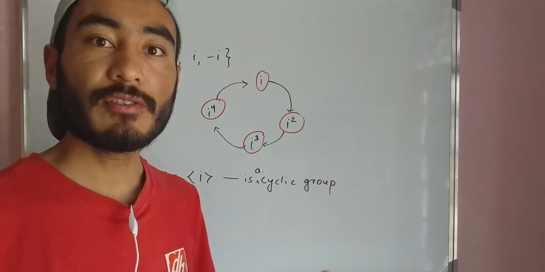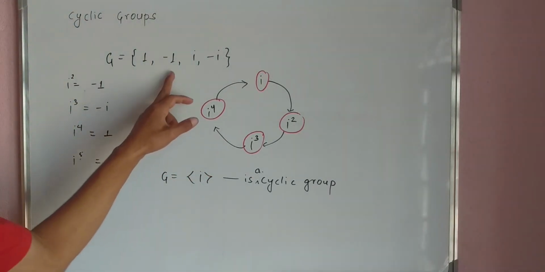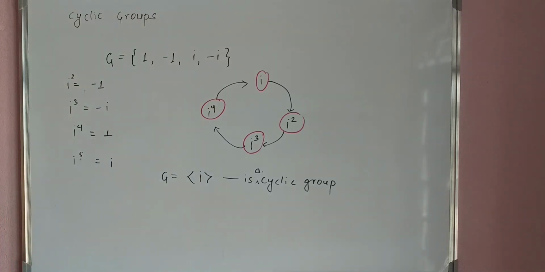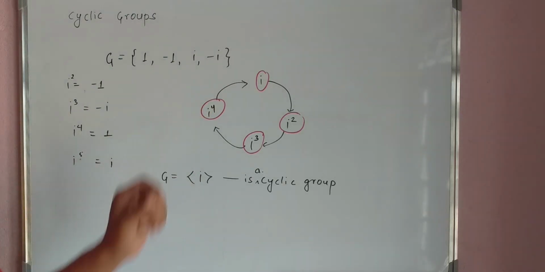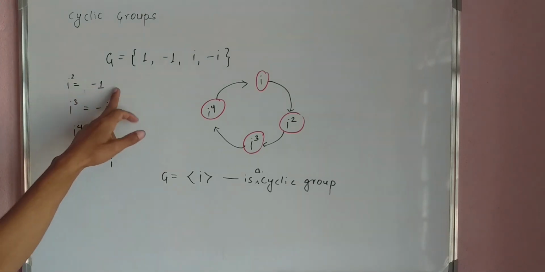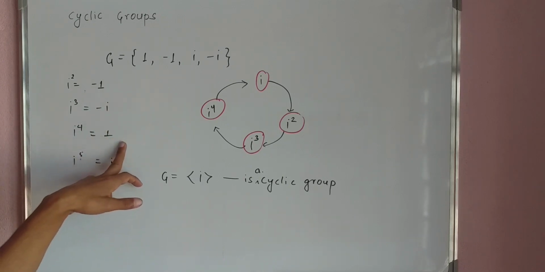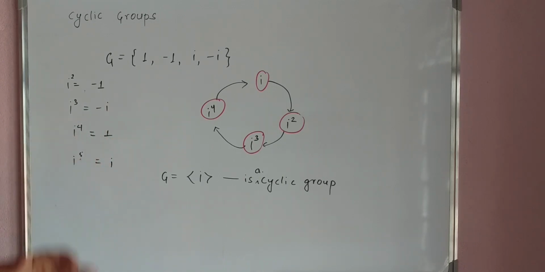Let me clarify this situation with an example. Let G equal {1, -1, i, -i} be a finite group. Take the element i and consider these elements. i squared is -1, i cubed is -i, i to the power 4 is 1, and therefore i to the power 5 is again i.